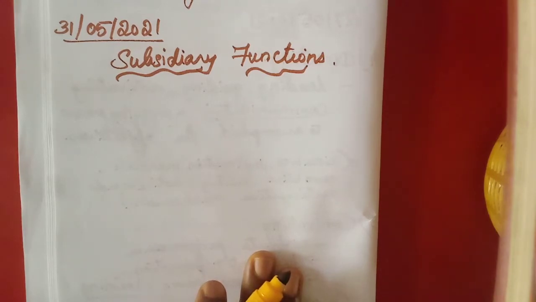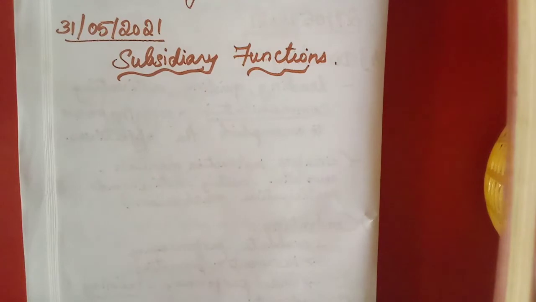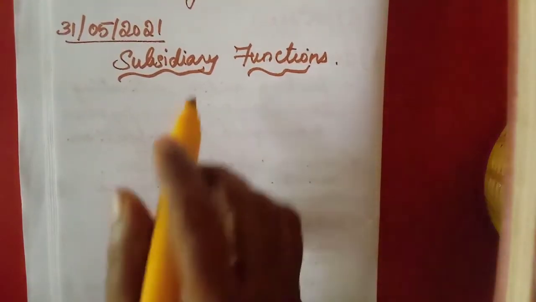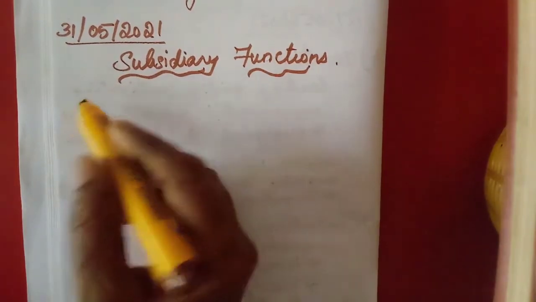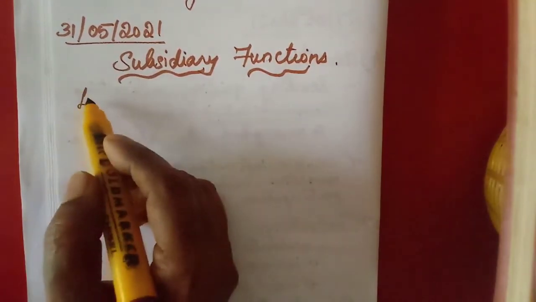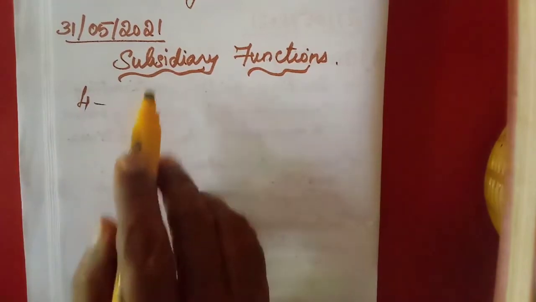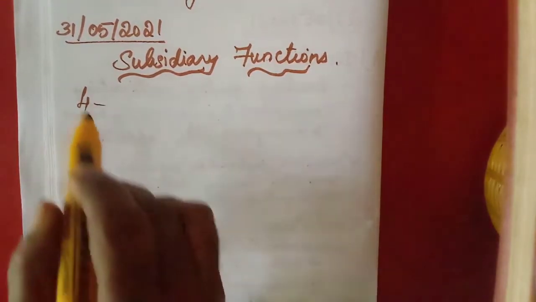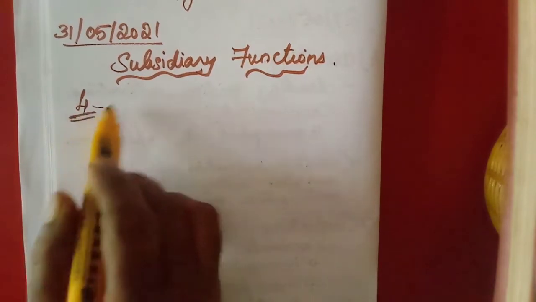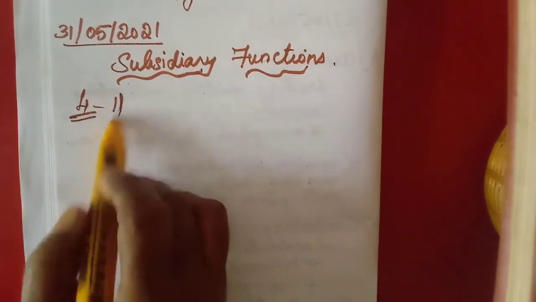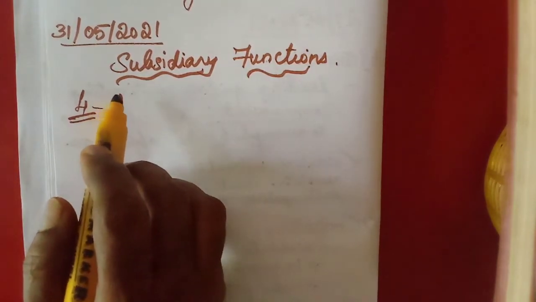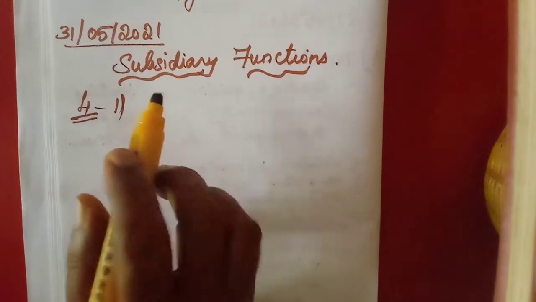Now we will learn the subsidiary functions. There are four subsidiary functions. Okay, the main functions and the other one, subsidiary functions. Okay, main functions 7, here subsidiary functions 4. Okay, what are they? There is one question answer. Okay, list out the subsidiary functions. So you have to write the subsidiary functions one below the other, that's all.